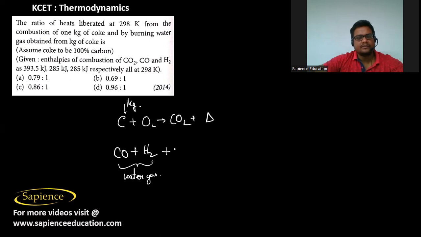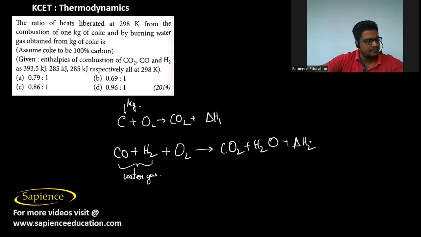Here also it will react with O2 to give CO2 plus H2O. Here some heat will be evolved. So we have to find the ratio of heats that is liberated. Let's call this delta H1. This is delta H2. You have to find out, and assume that this coke is 100% carbon.